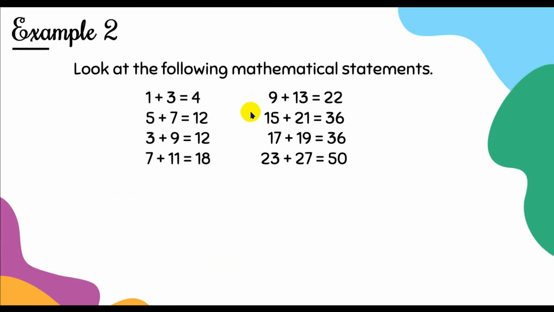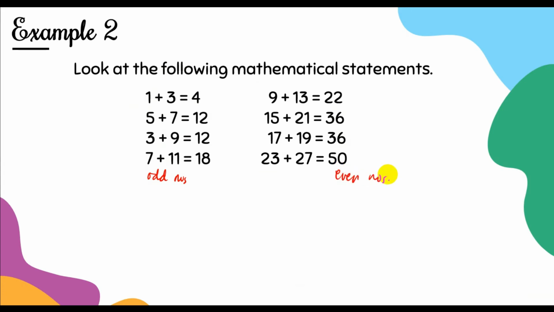Look at the following mathematical statements. So, meron ulit tayong 1 and 3, 5 and 7, 3 and 9. So, what kind of numbers are they? So, they are odd numbers, right? How about yung kanilang sum? 4, 12, 18, 22, 36, 50. So, they are divisible by 2 or anong tawag natin dito sa ganitong mga numbers? So, yung atin namang sum ay tinatawag nating even numbers.